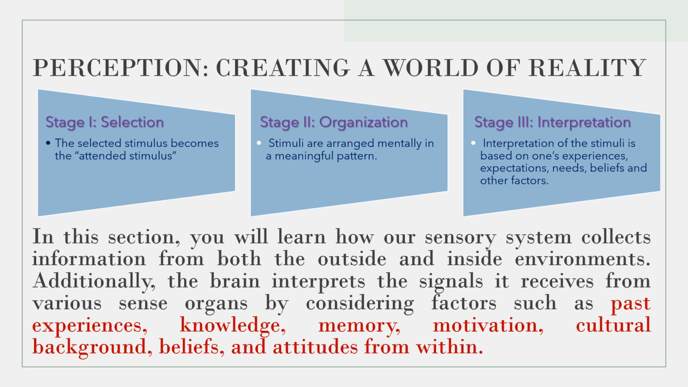So the chain is selection, organization and interpretation. The perception which we receive can be affected by our past experiences, knowledge, memory, motivation, cultural background, beliefs and attitude. So you can see that cultural background and beliefs can also alter your perception.